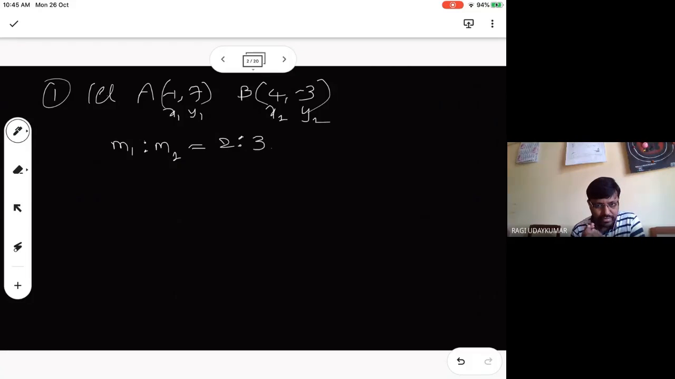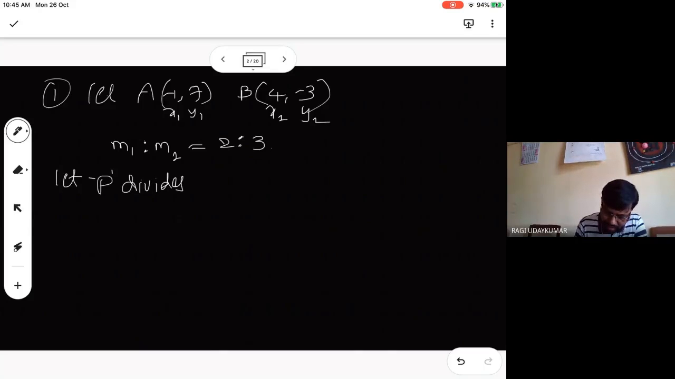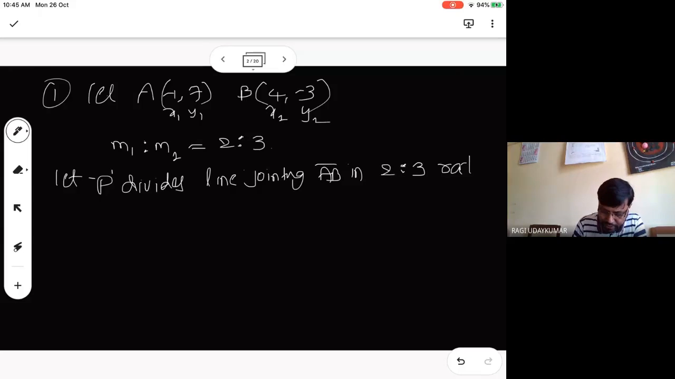So find the coordinates of the point which divides the line joining. First you have to write, let P divide the line joining AB in the 2:3 ratio. So it is given to you that it divides in the 2:3 ratio, and you need to find the point which divides it in the given ratio of 2:3.